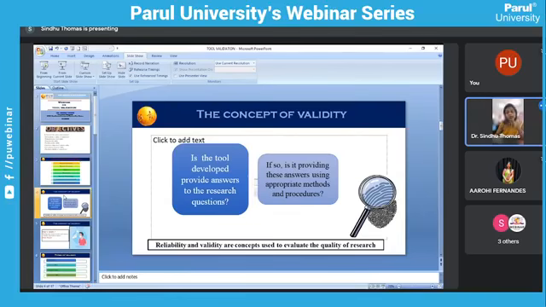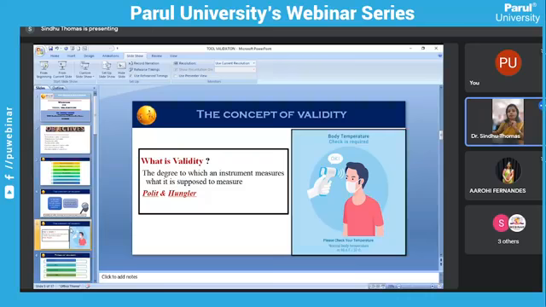If so, is it developed in an accurate method? This is what we are going to see with the concept of validity. Validity and reliability are two main concepts we use to evaluate the quality of a research, mainly quantitative research. Coming to the concept of validity.